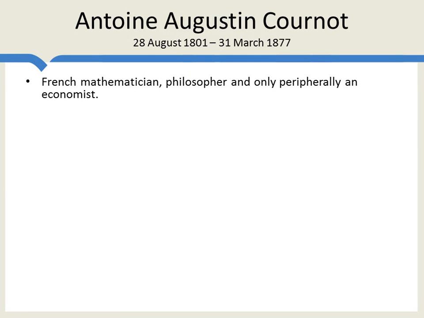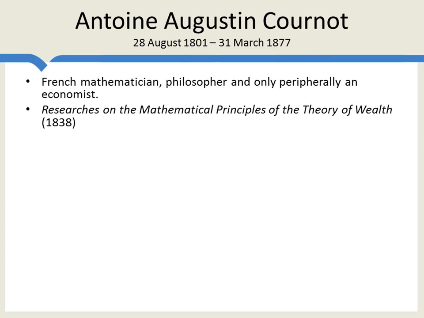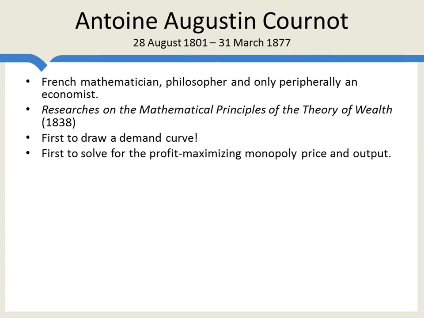He was born in 1801 and died in 1877, and his major work in economics, a thin volume, was published in 1838. Nevertheless, in this thin volume, Cournot has a number of firsts. He was the first to draw a demand curve. He was the first to solve for the profit-maximizing monopoly price and output.